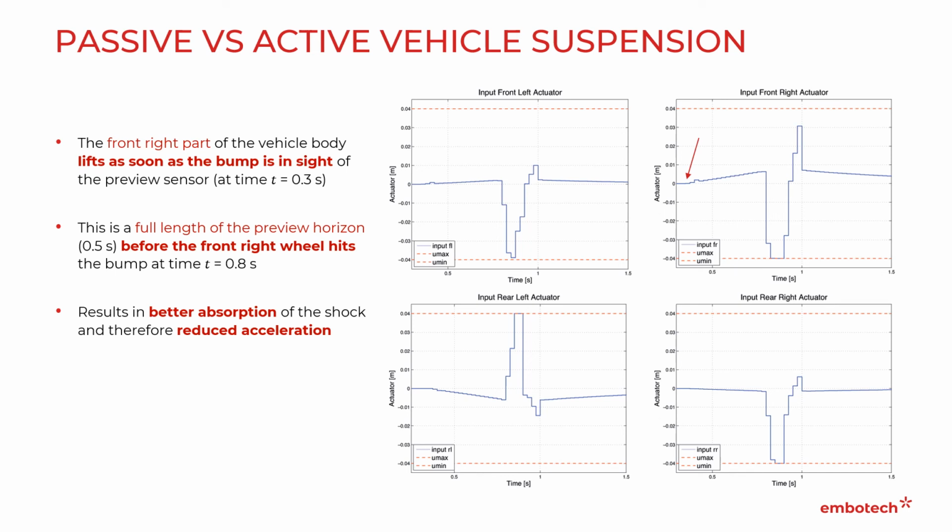By looking at the control actions of each wheel individually, we can observe that the front right part of the vehicle body lifts as soon as the bump is in sight of the preview sensor. This occurs at time mark 0.3 seconds, which is 0.5 seconds, that is a full length of the preview horizon, before the front right wheel hits the bump at time 0.8 seconds. Such action improves shock absorption and therefore reduces acceleration.